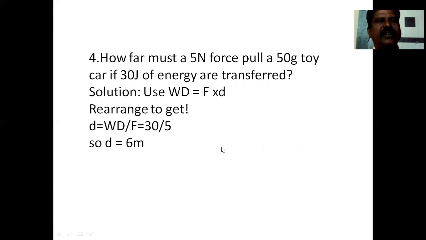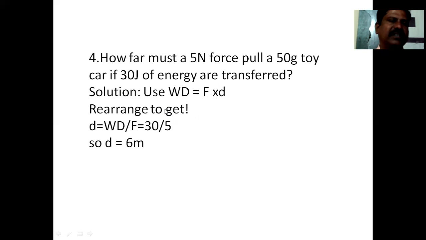Next, let us see another one. How far must a 5 Newton force pull a 50 gram car if 30 joule of energy is transferred? We know that work done is equal to force into displacement. Let us rearrange this equation. Here we are asked to calculate how far a 5 Newton force pulls a 50 gram car if 30 joule of energy is transferred.